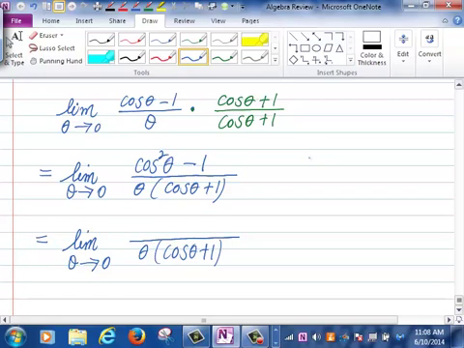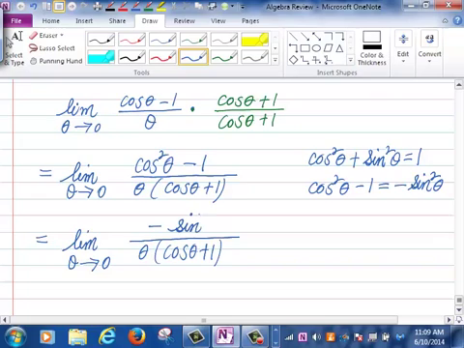Yes, so remember we have cosine squared theta plus sine squared theta is 1, right? So from that, what is cosine squared theta minus 1? It's negative sine squared, right? Am I right? So I can replace the numerator by negative sine squared of theta. Is everybody okay with that? Well, we're going to see in a bit. Okay, we're not done yet.